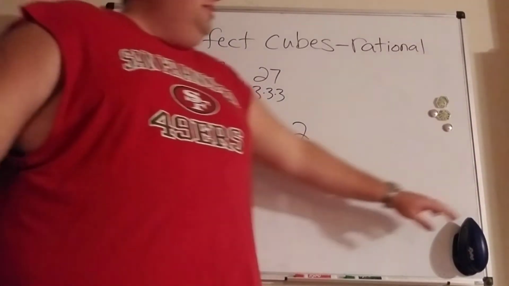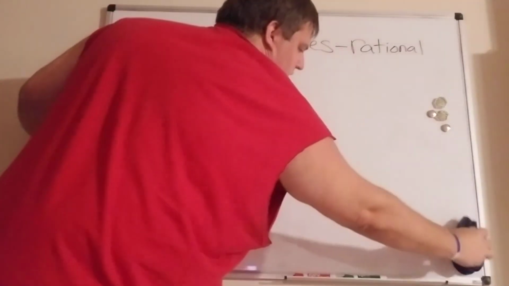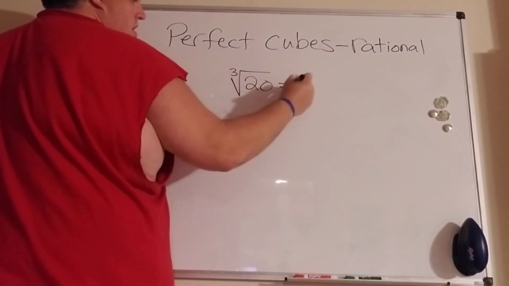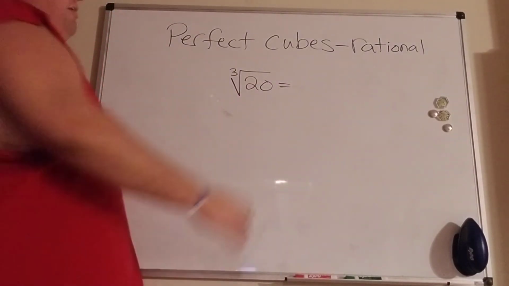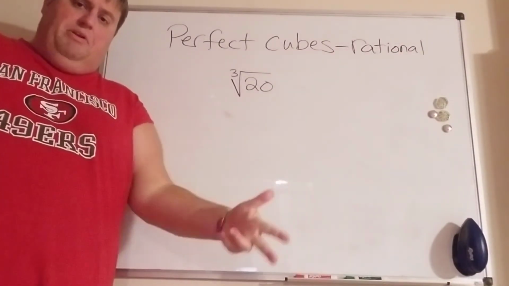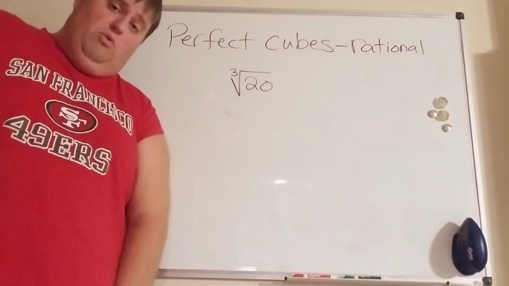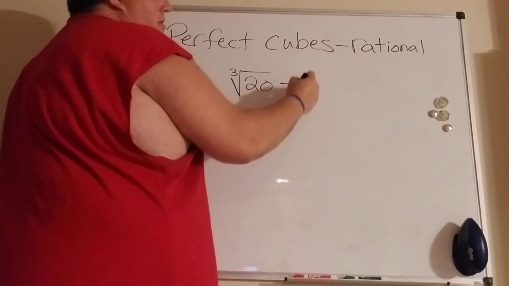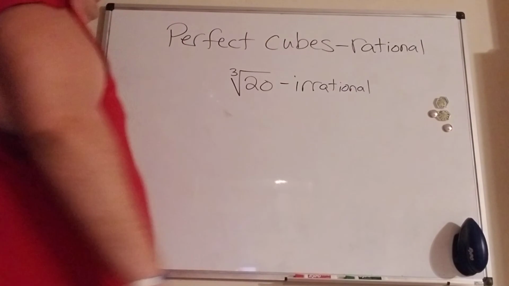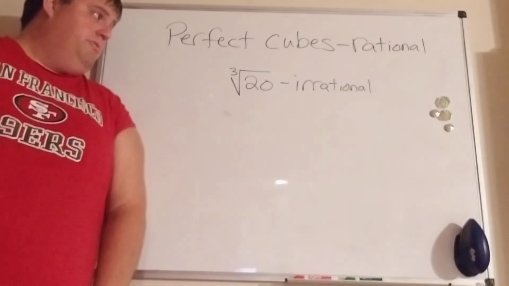If you have a cube root and it's not a perfect cube, so maybe you have the cube root of 20, well, I don't know what the cube root of 20 is because I can't think of a number times itself 3 times that'll give me 20. That's because it's not a perfect cube. So this number I know is irrational. All cube roots, just like square roots that are not perfect, are still going to be irrational numbers.